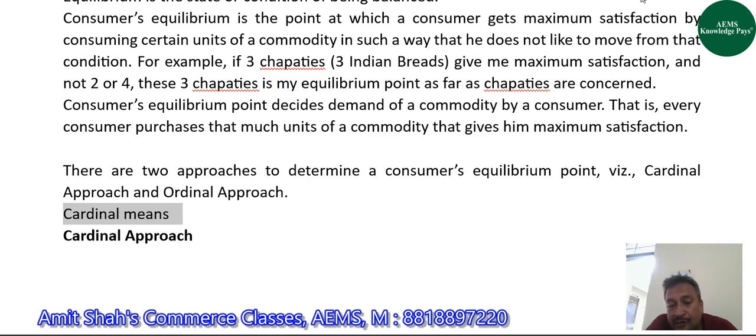Am I clear, guys, or not? Yes, sir. Under which unit does consumer's equilibrium fall? That I have to check out, Tahir. I will check it out later and tell you, right? Okay, sir. Yeah, yeah.